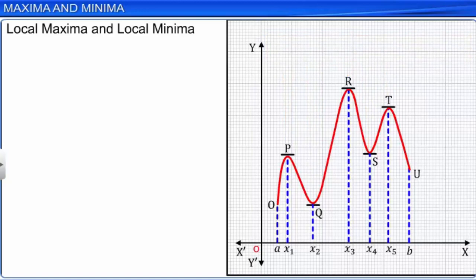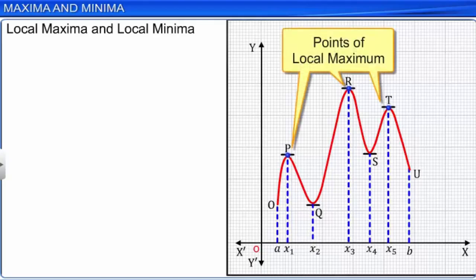Also, if you observe the graph carefully, you will notice that the function has minimum values in some neighborhood of points Q and S, and has maximum values in some neighborhood of points P, R, and T. The points P, R, and T are called the points of local maximum, and the values at these points, that is, the y-coordinates of points P, R, and T, are the local maximum values of f(x) at these points.